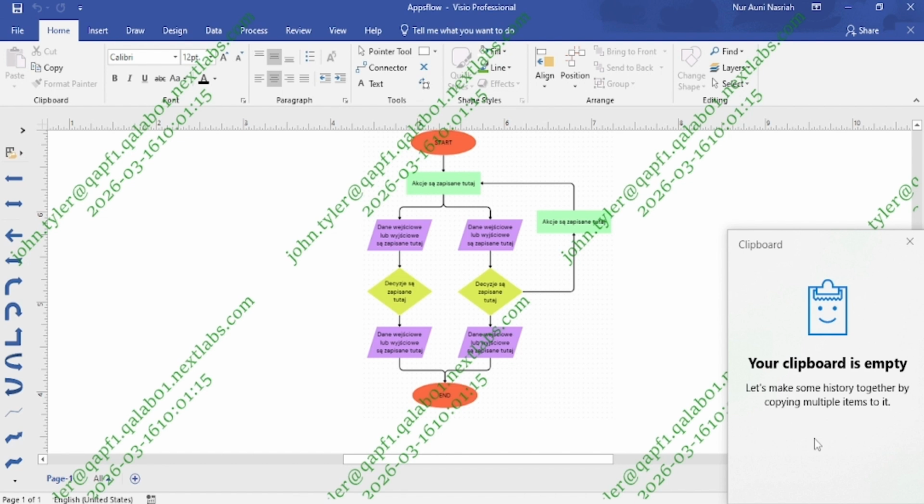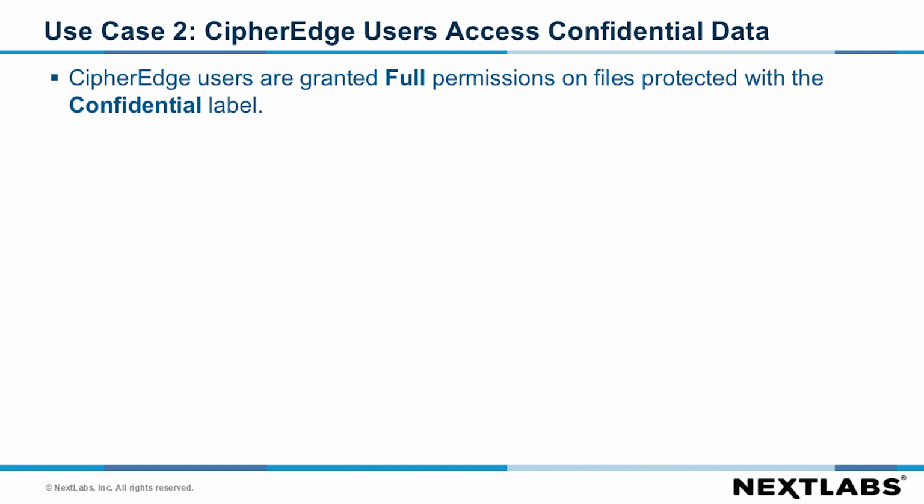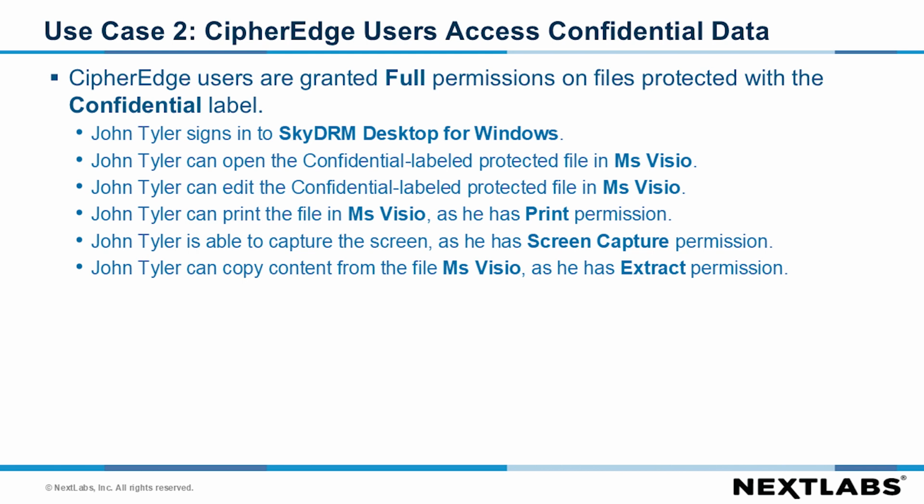Since CipherEdge users do not have edit, screen capture, or extract permissions, only view and print actions are permitted in the secret file. Now, let's move into Use Case 2. CipherEdge users access confidential data. CipherEdge users are granted full permissions on files protected with the confidential label. The following actions will be demonstrated.